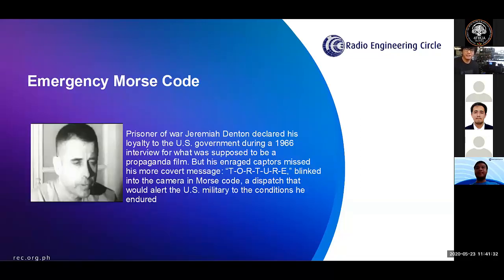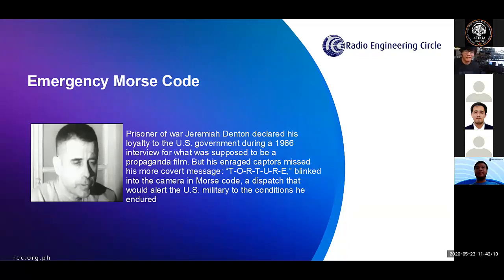So he's a prisoner of war in Vietnam, si Jeremiah Denton. When his plane was shot down in Vietnam, he became a prisoner of war. The outside world thought that they were being treated well in the prison. So hindi nakakalabas yung information that they are being tortured. So when he got the opportunity to be interviewed by Japanese media, he took the opportunity na hindi siya mahahalata kung paano niya i-send yung information.